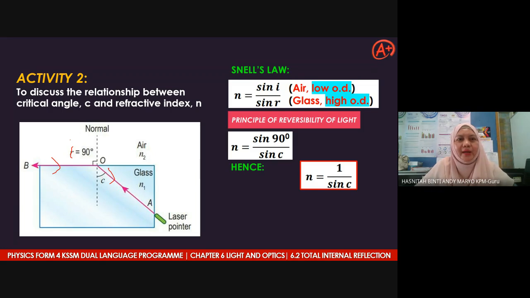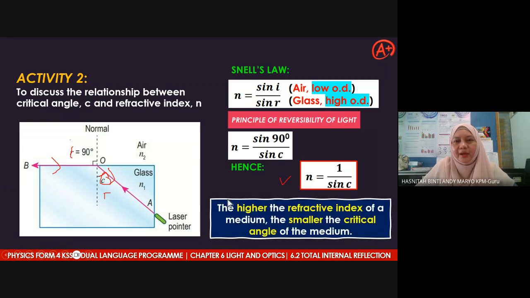Now this C becomes our angle of refraction, R. So n equals sine I, where I is 90 degrees, divided by sine C. When we simplify the formula, we get n equals 1 over sine C. So when we are given n, we can find the critical angle of the medium, or the other way around. When they give you the critical angle of the medium, we can find its refractive index.